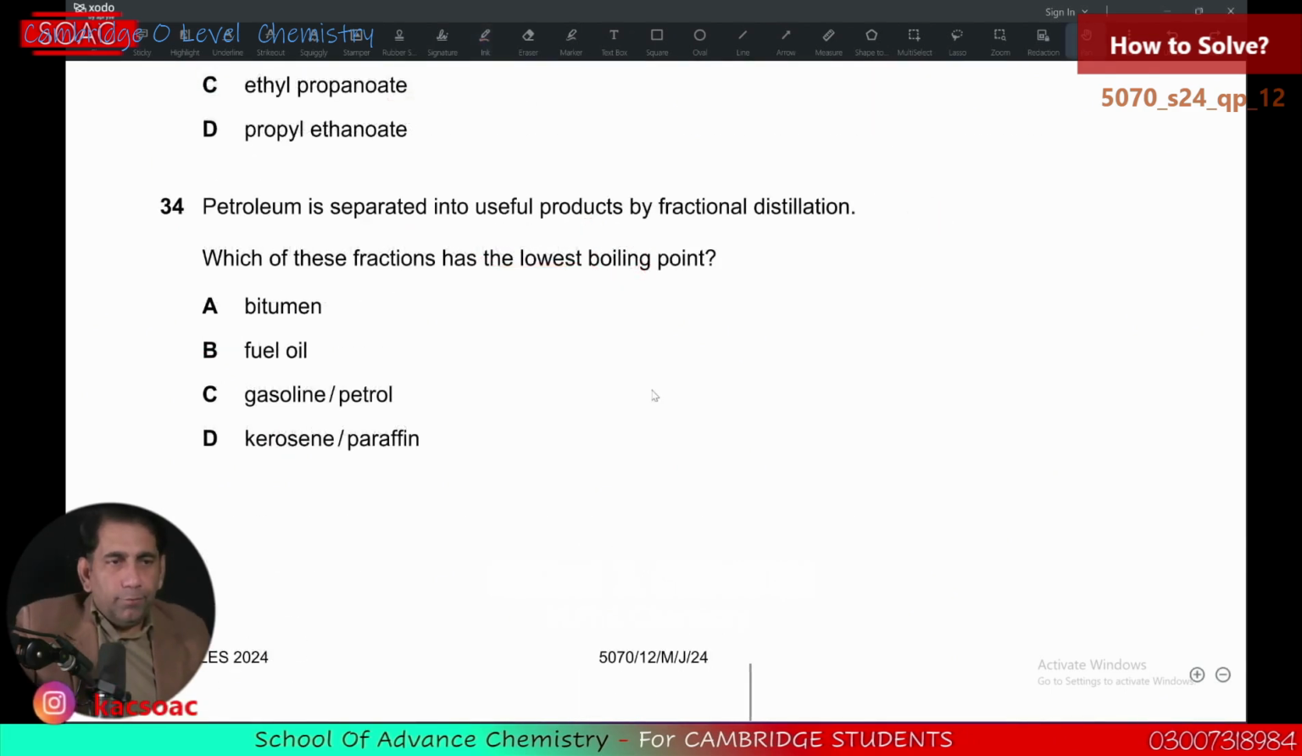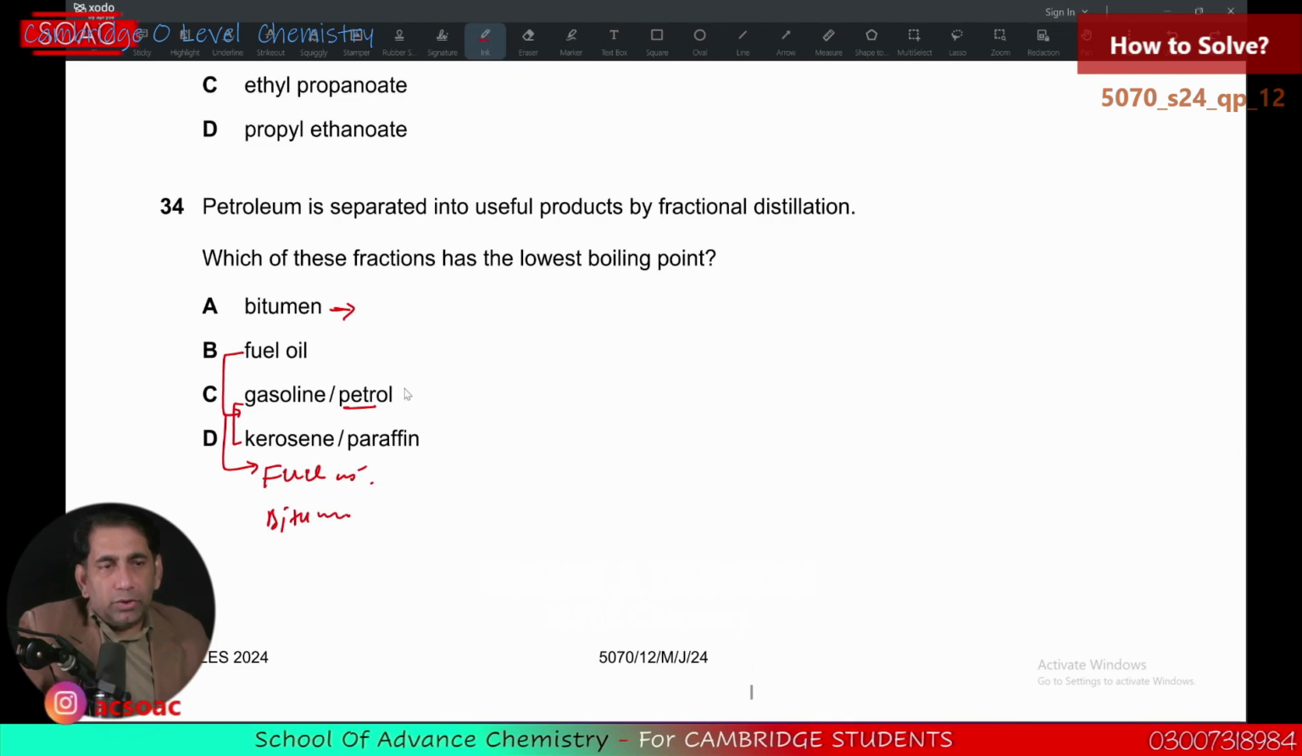Question number 34. Petroleum is separated into useful products by fractional distillation. Which of these fractions has the lowest boiling point? The lowest boiling point fraction remains at the top of the column, and in the sequence of the fractionating column, the one at the top is petrol among these. Bitumen is at the bottom. Fuel oil is also after the gasoline, even after the kerosene oil there is the fuel oil, and bitumen is also over here.